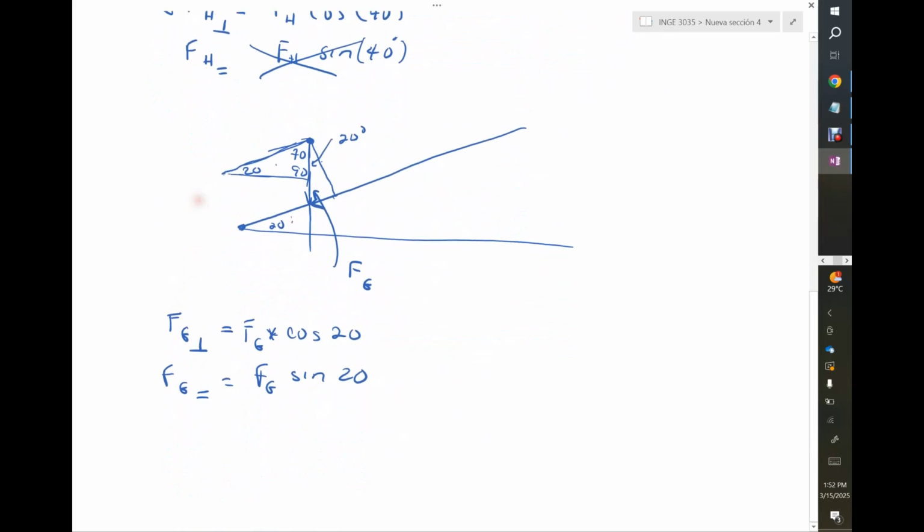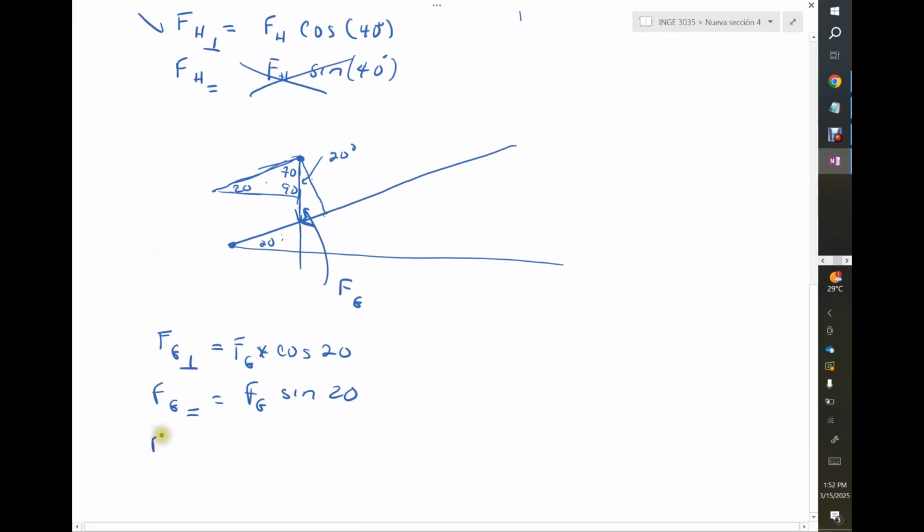And let me write here the FHT, just for the sake of the argument. FHT, which is the hydraulic force, equal to the hydraulic force times the cosine of 40 degrees. So I got the three forces.